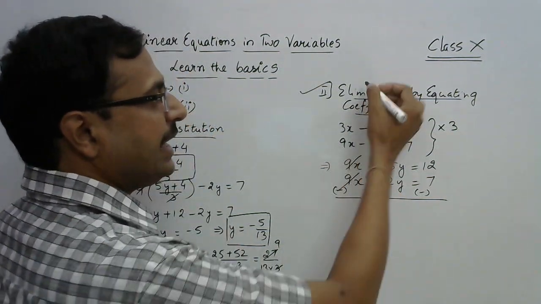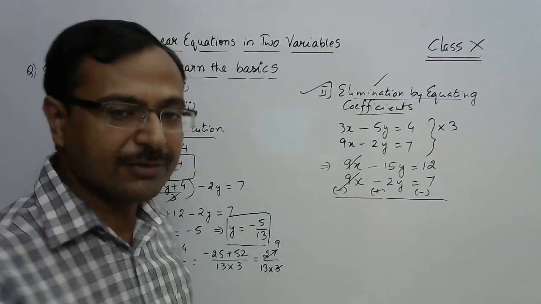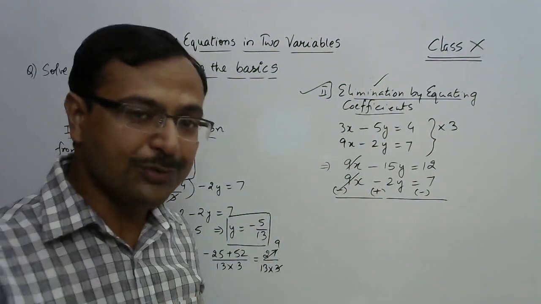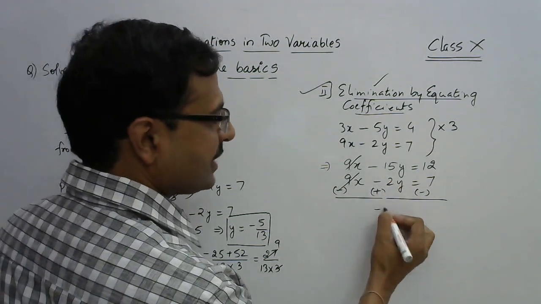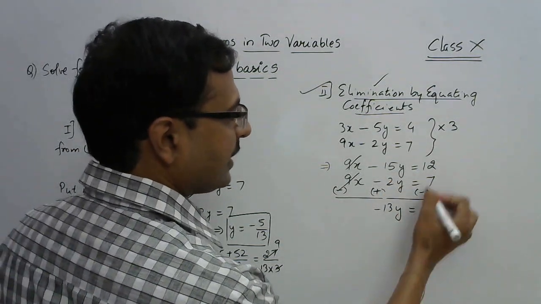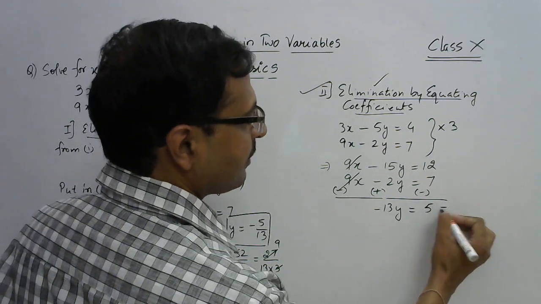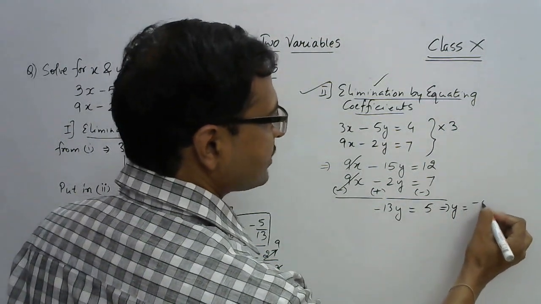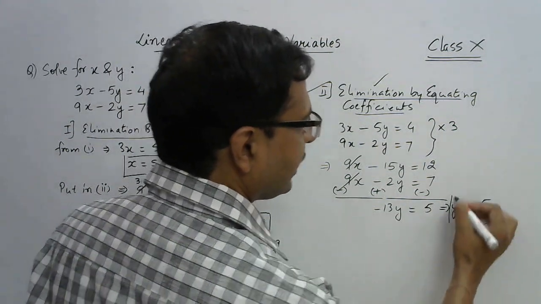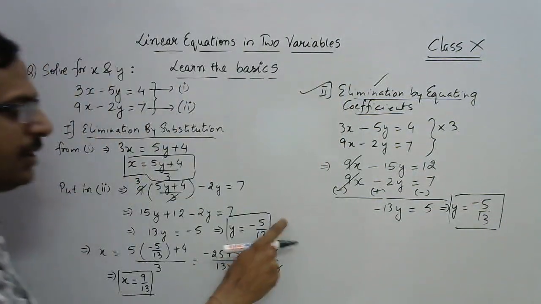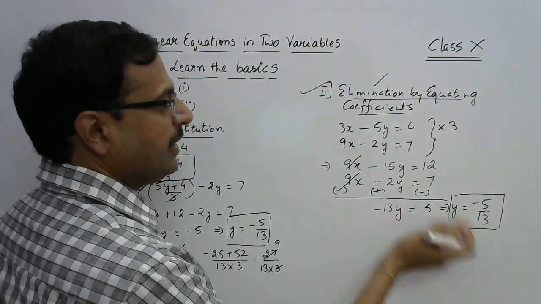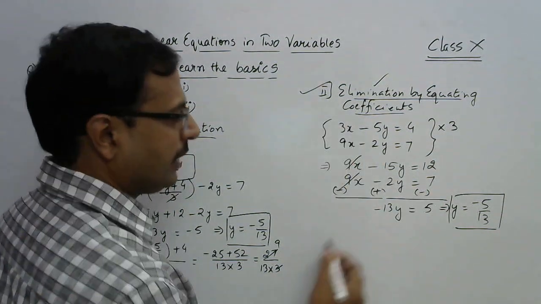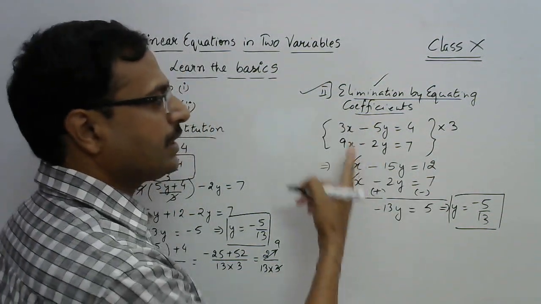Now see, elimination. We have eliminated one of the variables by equating the coefficients of that variable. So minus 15 plus 2 is minus 13 and 12 minus 7 is 5. Thereby you have the value of y as minus 5 upon 13, again the same answer which we obtained here. Now you can substitute the value of y in any of the equations, you will get your answer. So I am substituting that in the first equation.